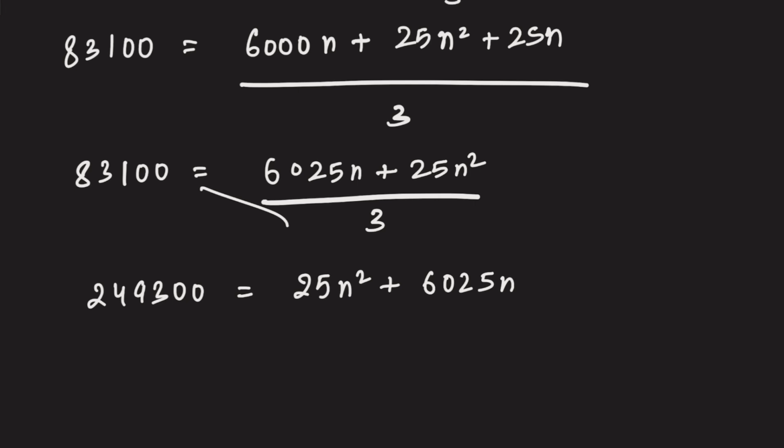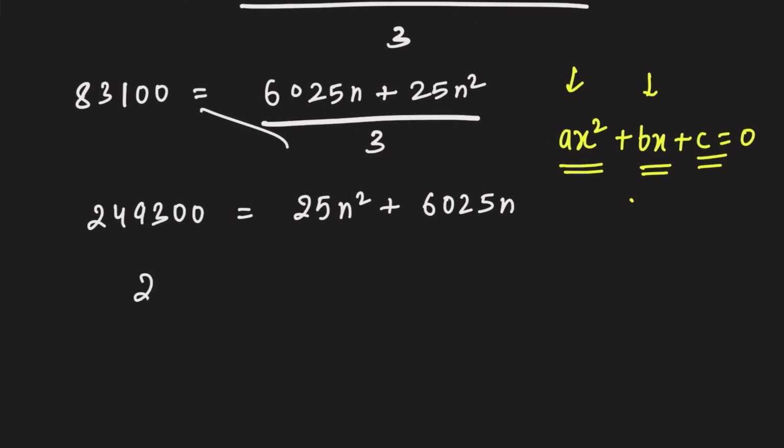Whenever a quadratic equation is formed, it is in the form of ax square plus bx plus c equals to 0, right? The highest power is in the first position, then the power lower to it, and then this constant. I'll be teaching quadratic equations if you have any problem in this. Okay, it is a very easy chapter. It will be 25n square. We'll have to take it to one side so that it becomes equal to 0. Plus 6025n minus 249300 equals to 0.